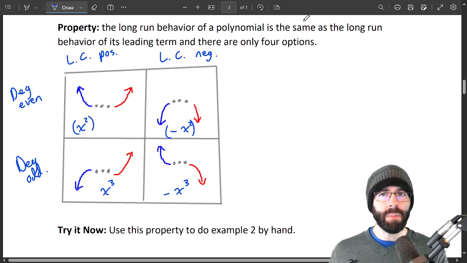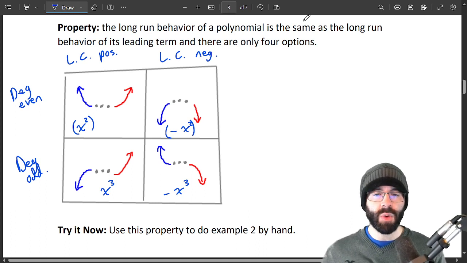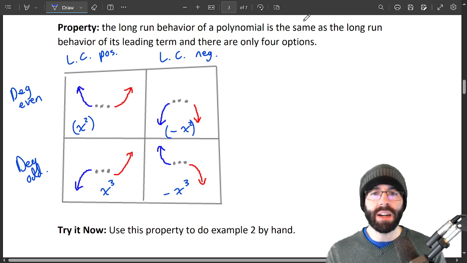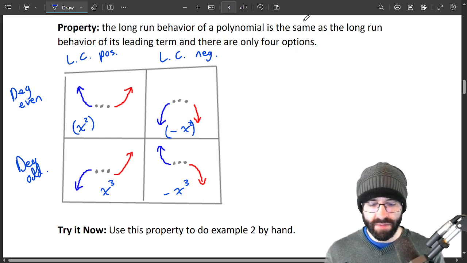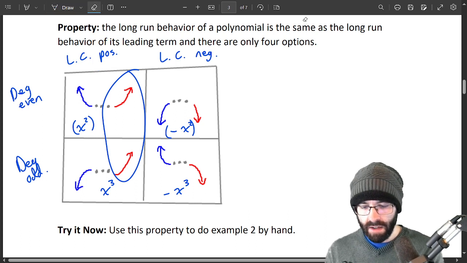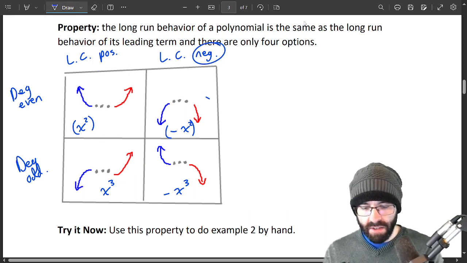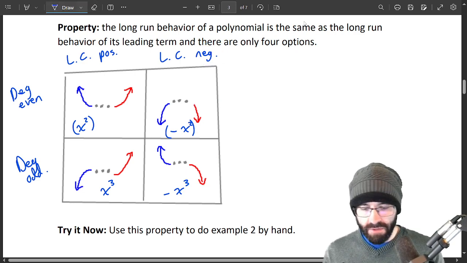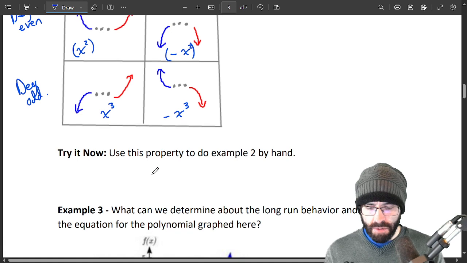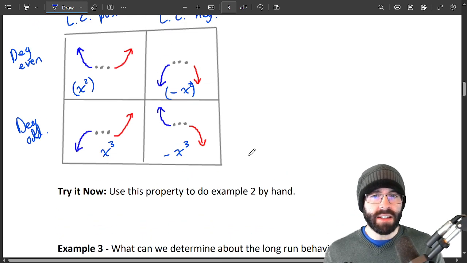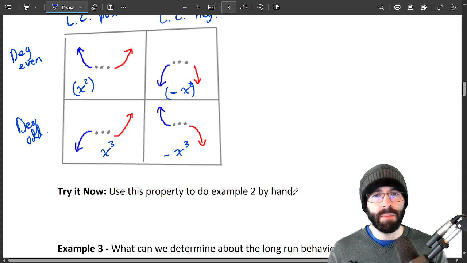So all you really need to remember is these 4 situations. Is it either a positive or minus x squared situation or a positive or minus x cubed situation? And again, notice if the leading coefficient's positive, then it goes up to the right. If the leading coefficient's negative, it goes down to the right. These are our 4 situations. So try to use these. Try to pause the video and see if we can get these pictures for example 2 by hand.